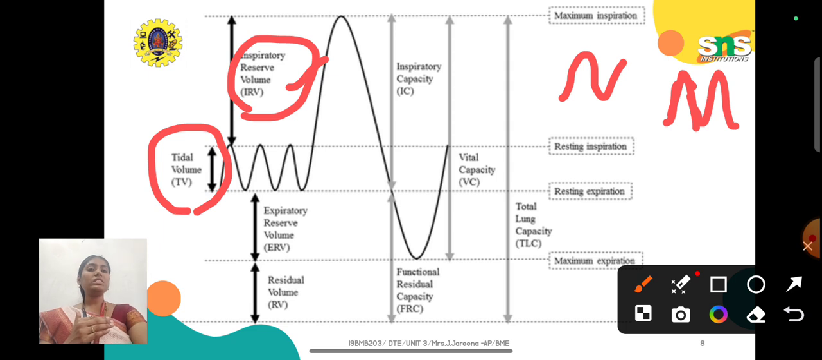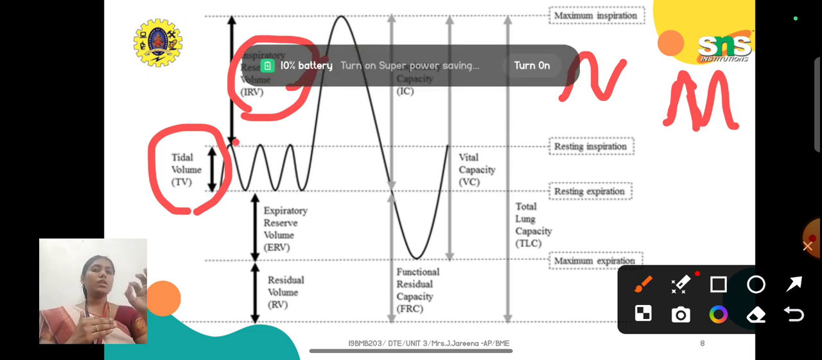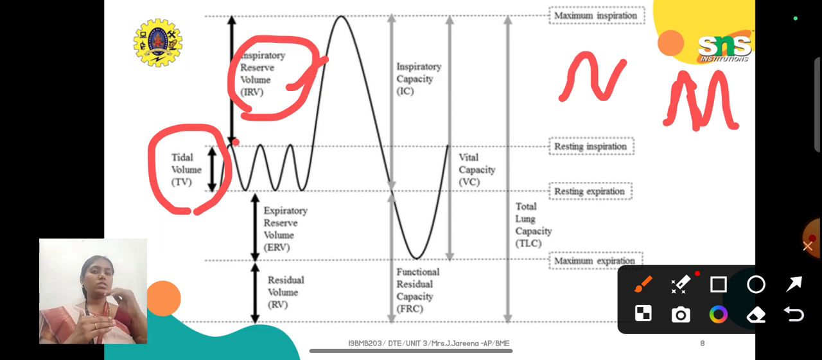Okay, so if you see, it will start at the end of normal inspiration. So we have a normal inspiration range. At the end of normal inspiration, if we give some extra effort to inhale even more air into your body, then it is called inspiratory reserve volume.